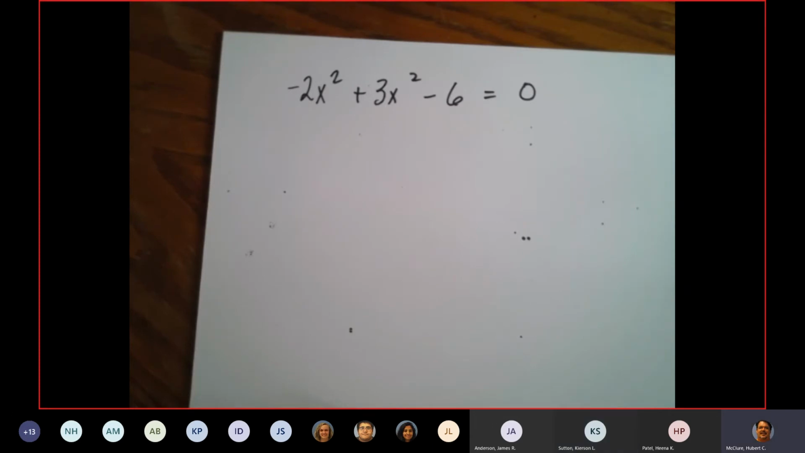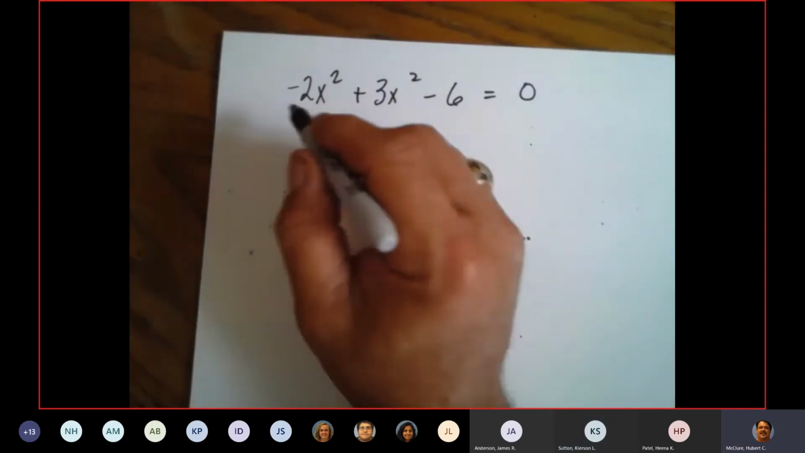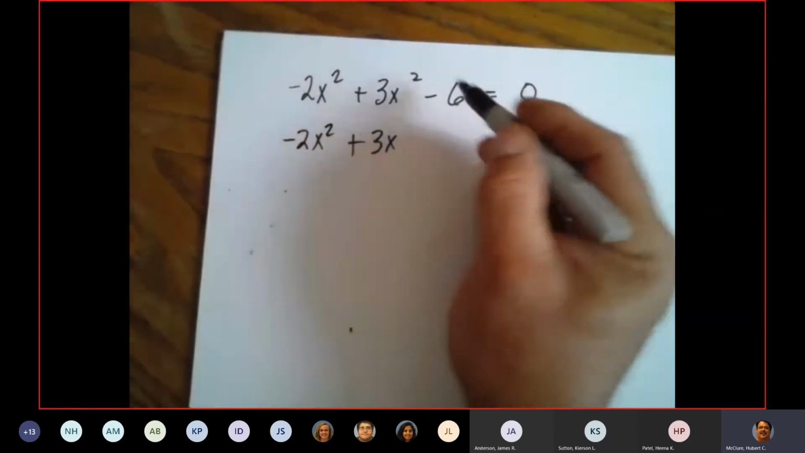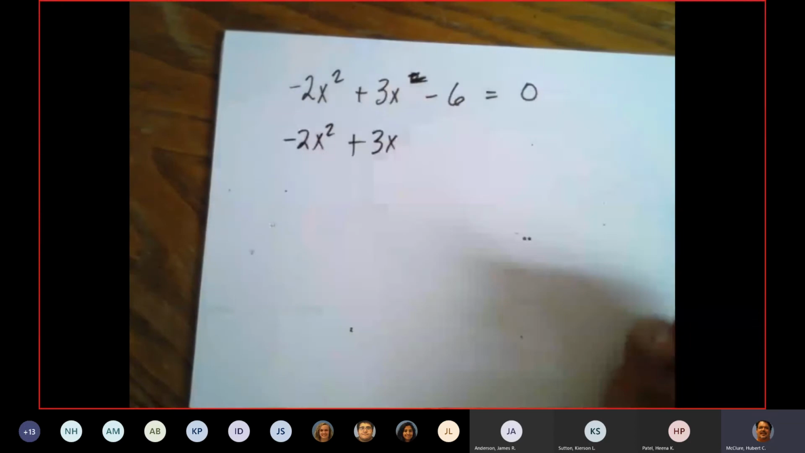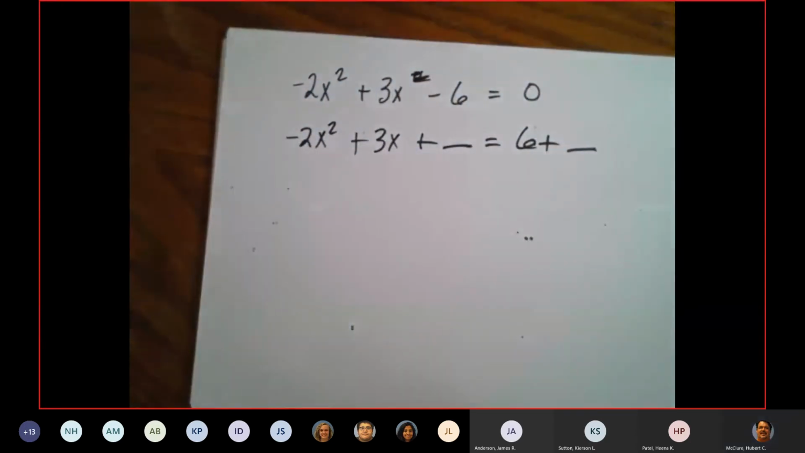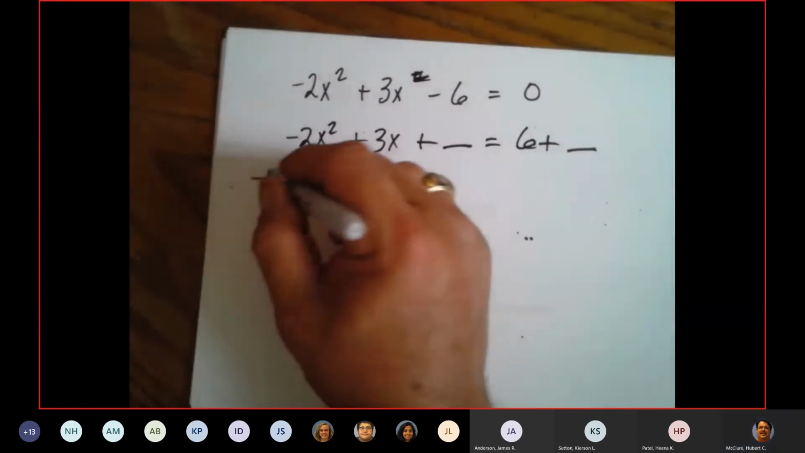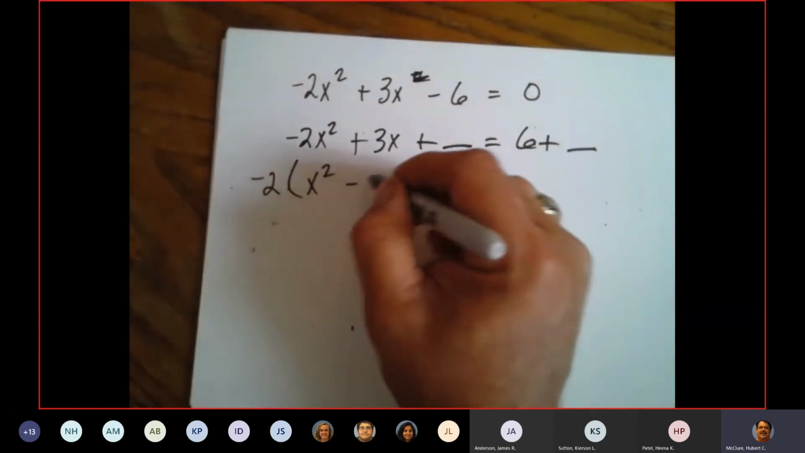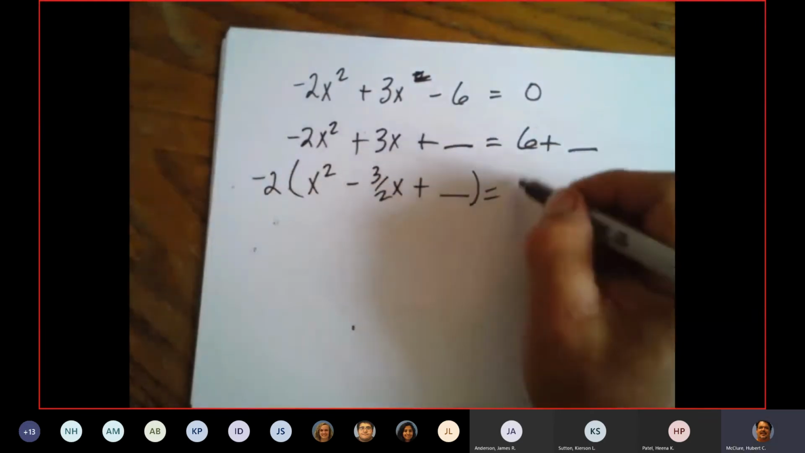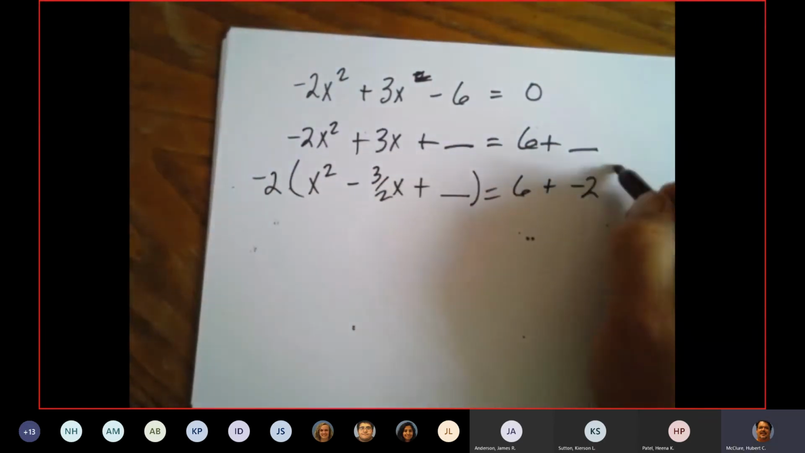And remember, you can watch the video. All right. Here we go. We're going to factor out. First of all, we're going to move 2x plus 3x. I'm sorry, that's not supposed to be a square. Minus plus blank is equal to 6 plus blank. And I'm going to factor out a 2, negative 2. And that's going to give me minus 3 halves plus blank is equal to 6 plus negative 2 times blank.